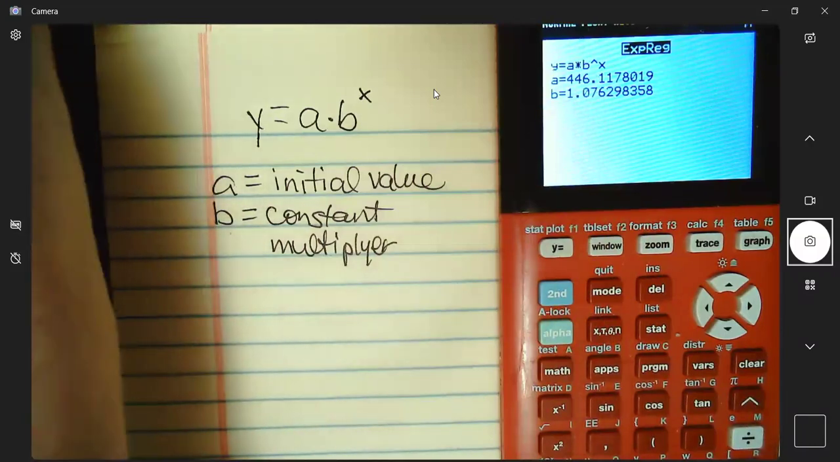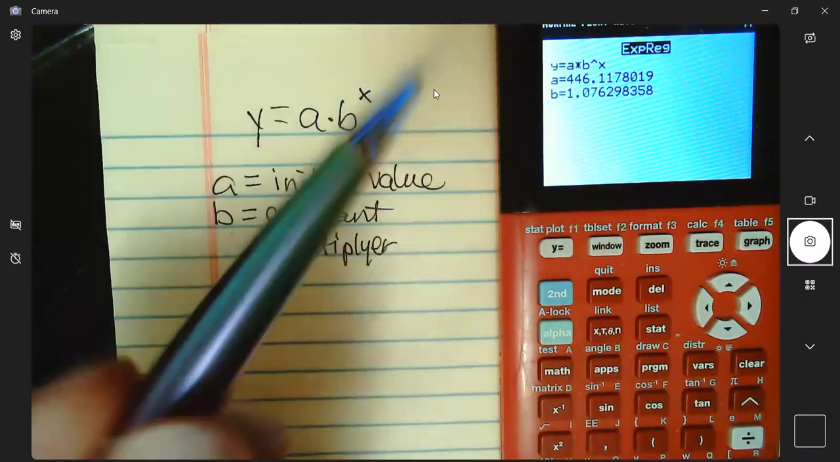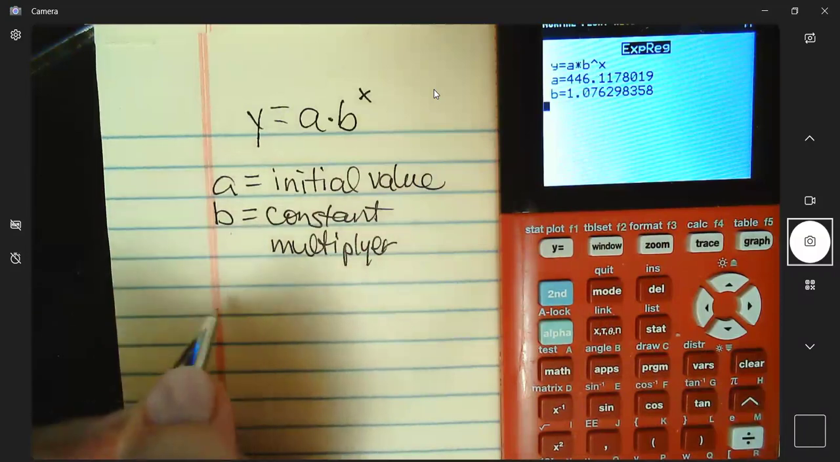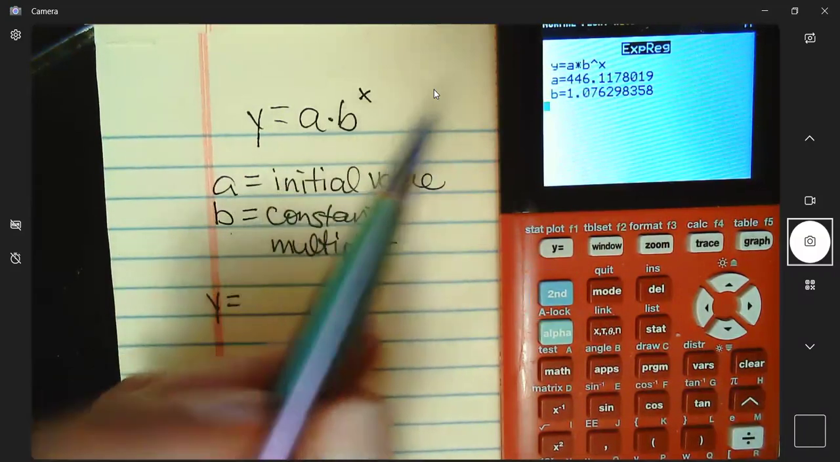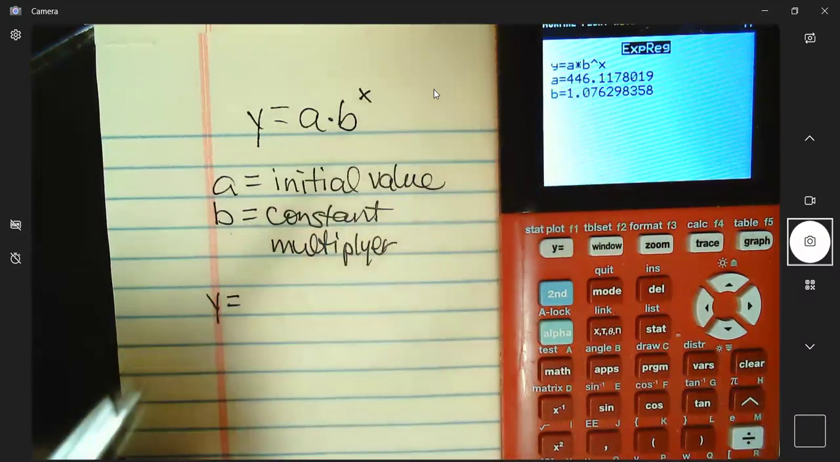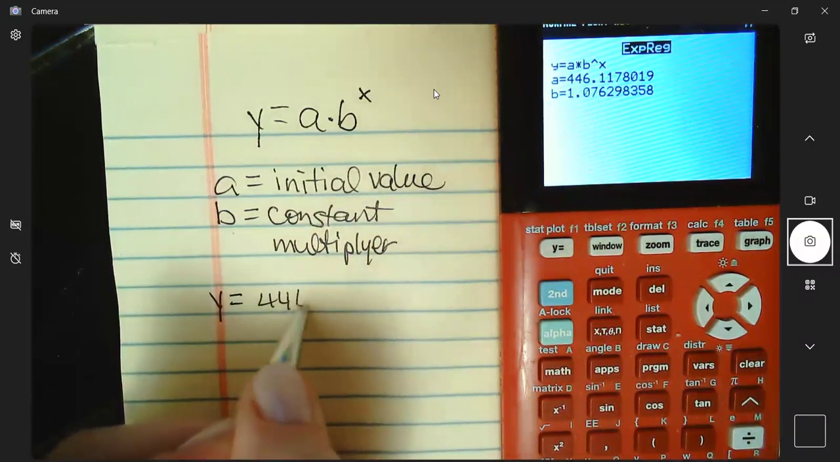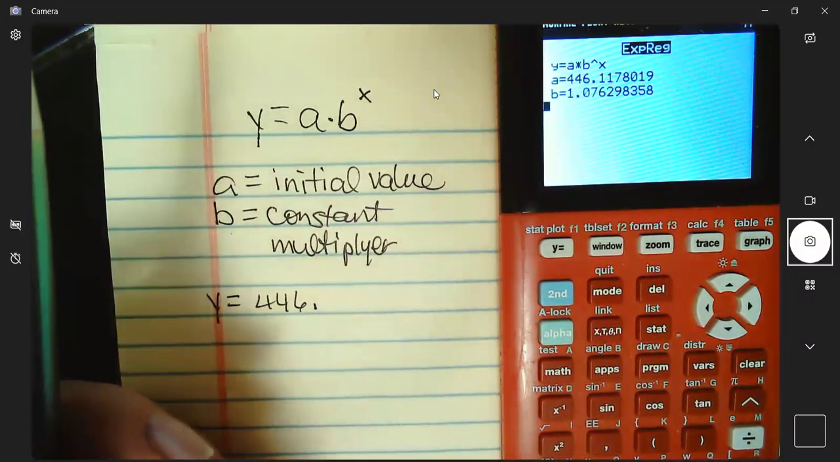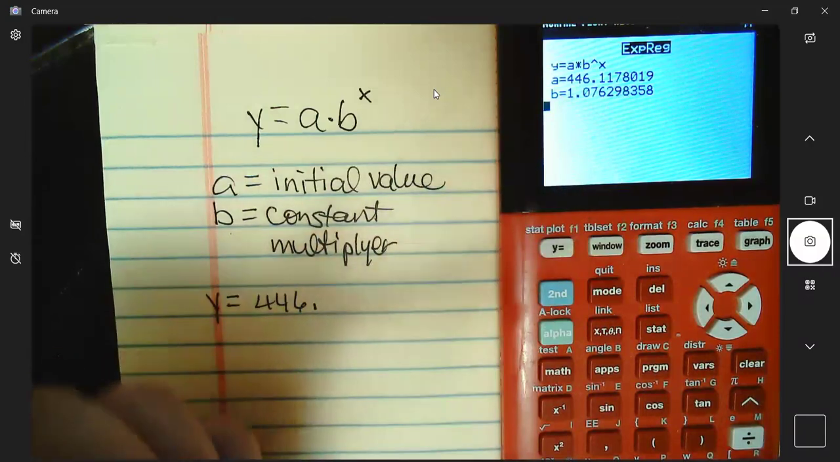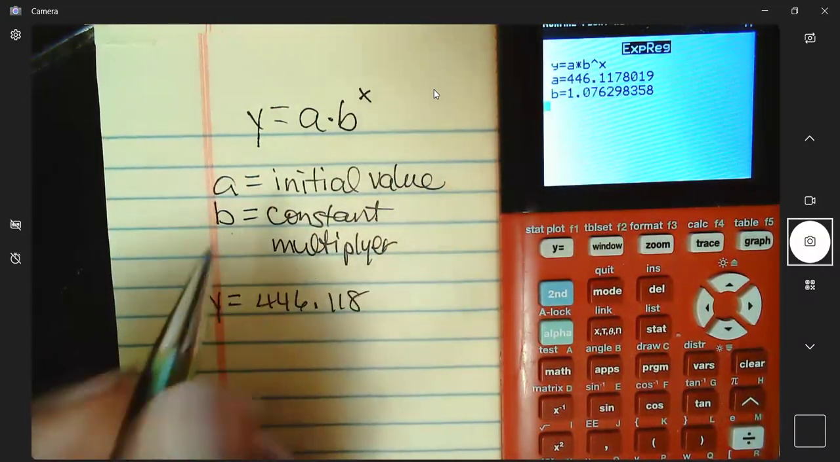In my math lab, they just want you to type in the answer, the numbers rounded to 3 decimal places, because I think they just want you to show that you have done the procedure. So the A value rounded to 3 decimal places on this problem would be 446 point, let's see, 1178. So the 7 will round up. 118.